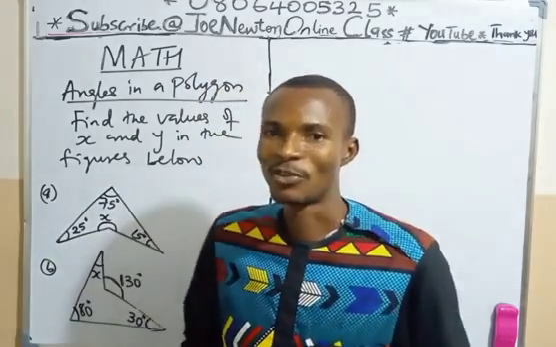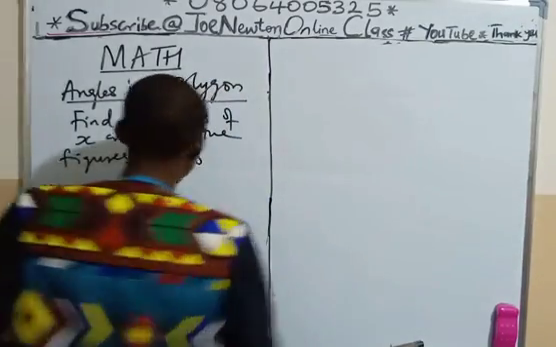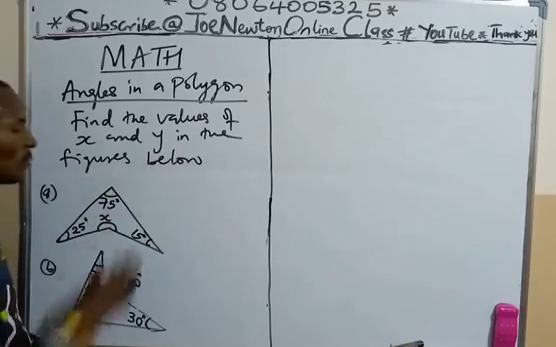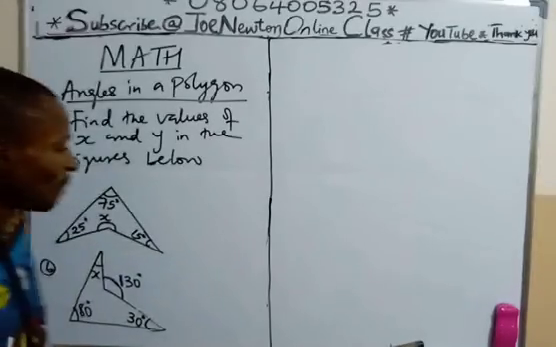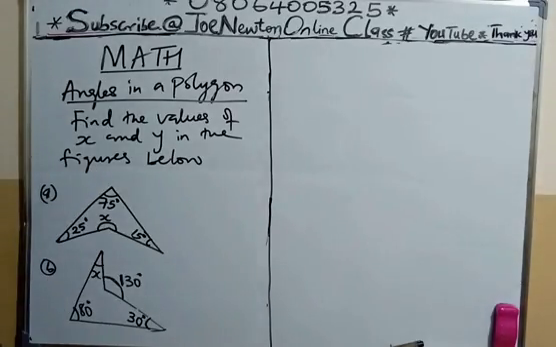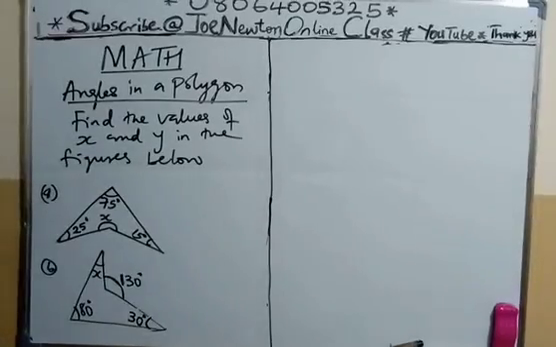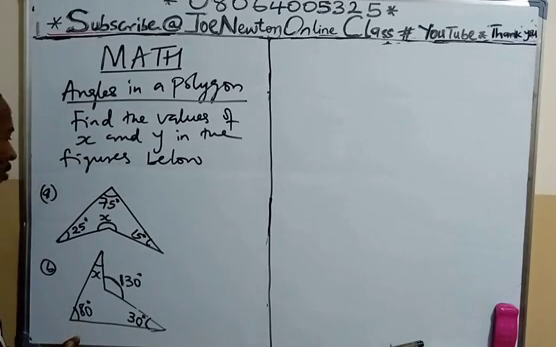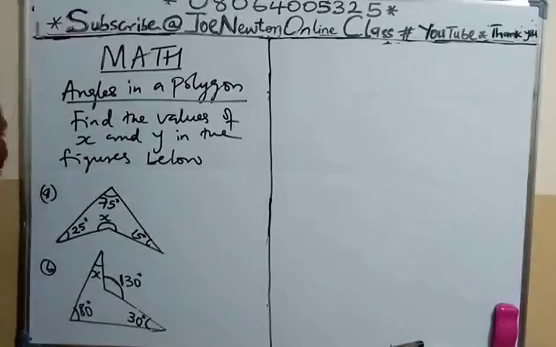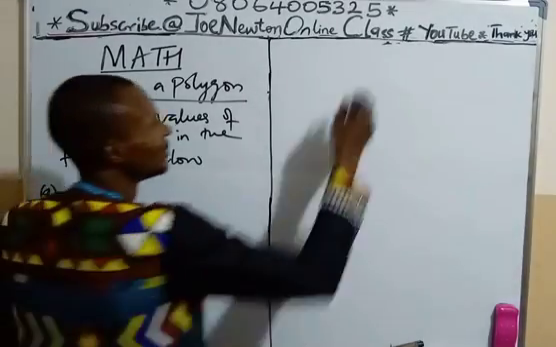Now, let us tackle the question on the board. The question says, find the values of x and y in the figures below. Looking at these figures, we can see that they are quadrilaterals because they have 4 sides and 4 interior angles. So, solving number 1 quickly.